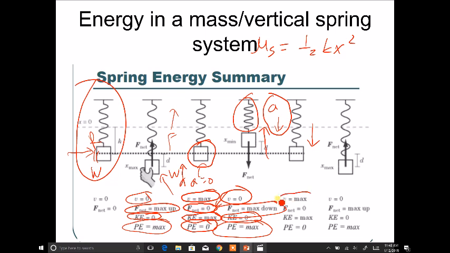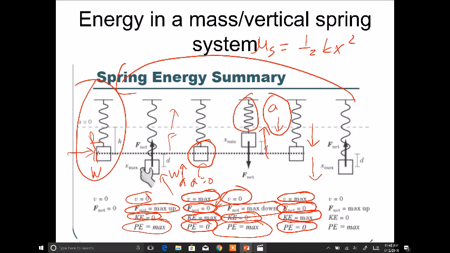Once it gets back to equilibrium, once again, its velocity will be at a maximum. At equilibrium, there's no net force acting on it, so it'll be 0 net force. Its kinetic energy will be at a maximum because it's moving as fast as it can. And at that point, since the spring is at the equilibrium position, there's no elastic potential energy. Again, it will continue past that equilibrium position, and then we'll start back over with the first picture.